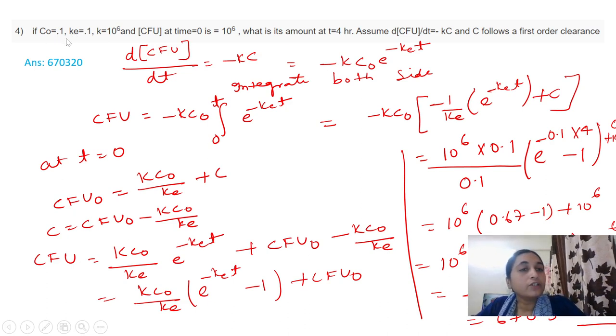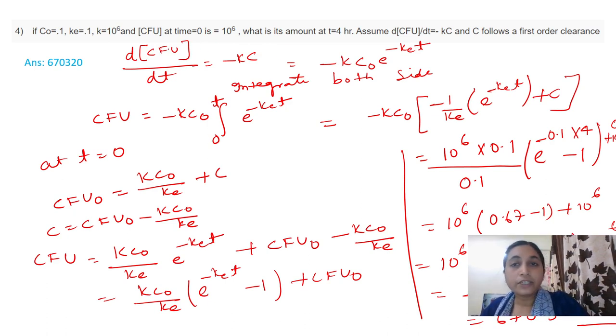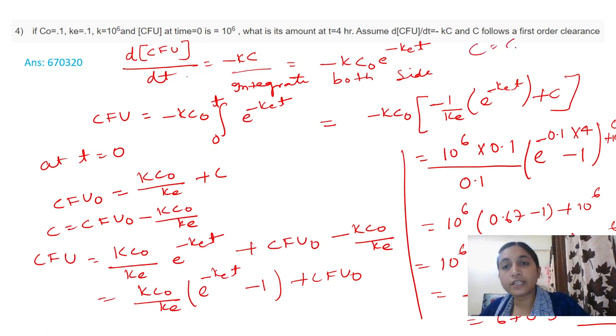If C0 equals 0.1, Ke equals 0.1, k equals 10 to the power 6, and CFU at time T0 is 10 to the power 6, what is the amount at t equal to 4 hours? Assume dCFU upon dt equals minus kC, and C follows first order clearance. I think I discussed these things in the last class. So dCFU upon dt equals minus kC, and you know first order clearance is C0 e power minus Ke t. We put the value of C in this and integrate both sides.